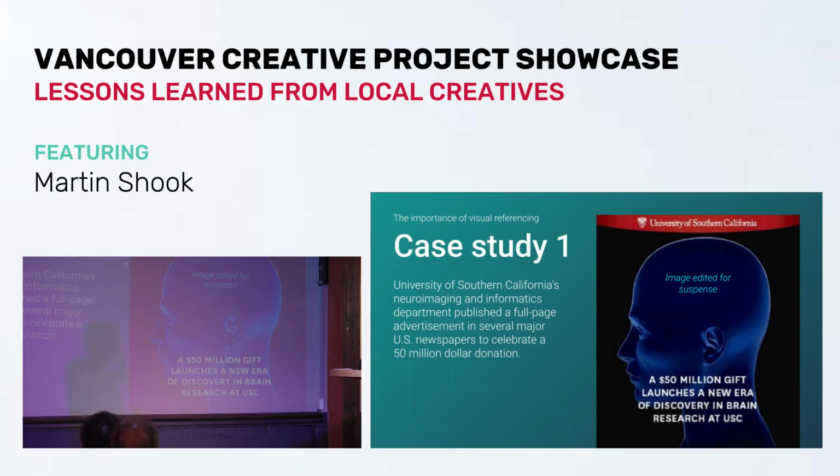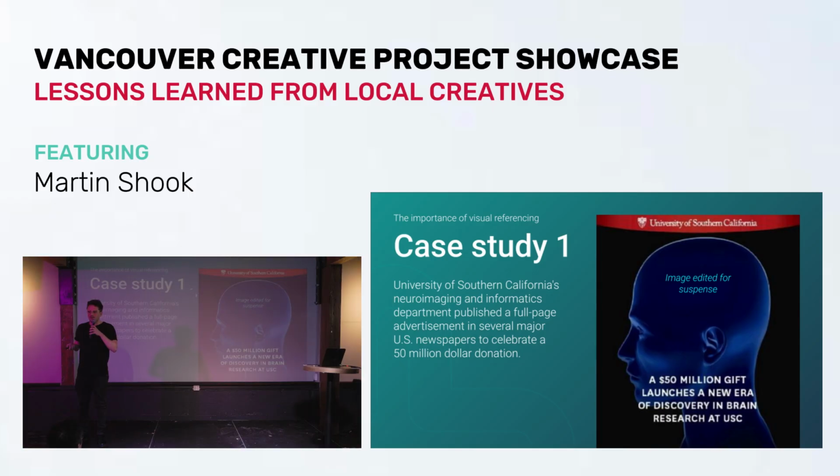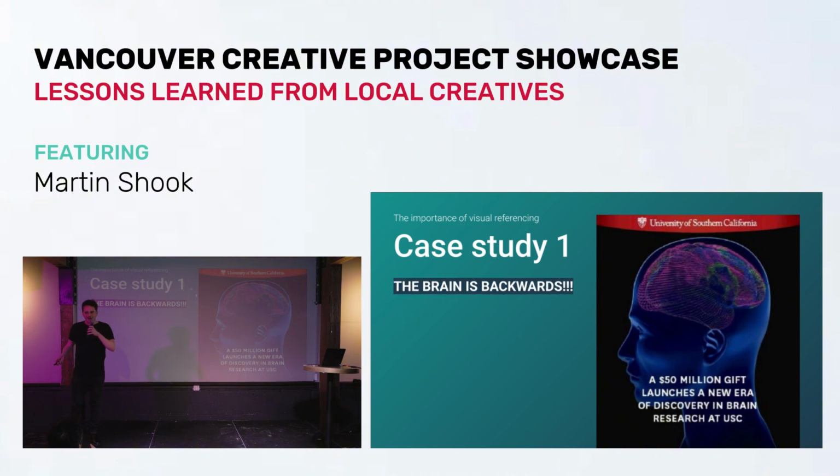So at the University of Southern Carolina, they received a $50 million grant for their neuroimaging and informatics department. And to celebrate that $50 million donation, they had a nice ad that they put out in a bunch of different publications. And they had an unfortunate mistake in the ad. They put the brain in backwards.